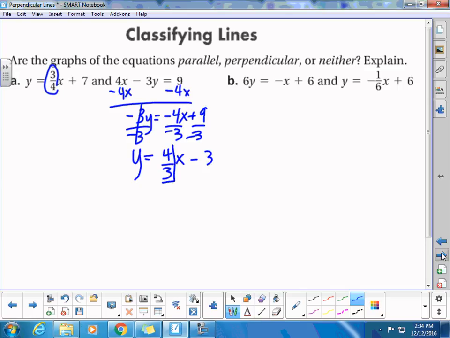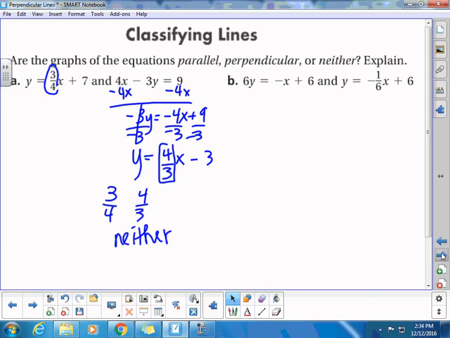So here is this slope. So I have slopes of 3/4 and 4/3. Definitely not parallel. Are they perpendicular? They are flipped, so they're reciprocals, but they're not opposite reciprocals, so these are neither. What would I have to do to make them opposite reciprocals? We would have needed one of these to be negative. One negative and one positive, and they're not. So since they're both positive, then they're neither.